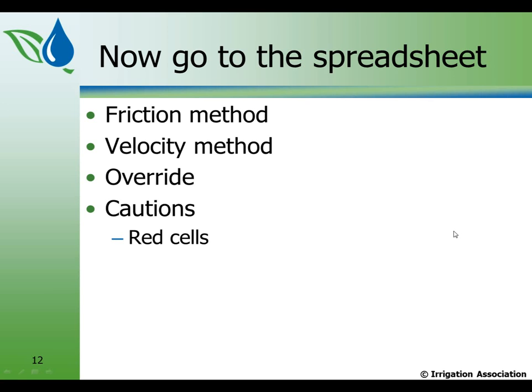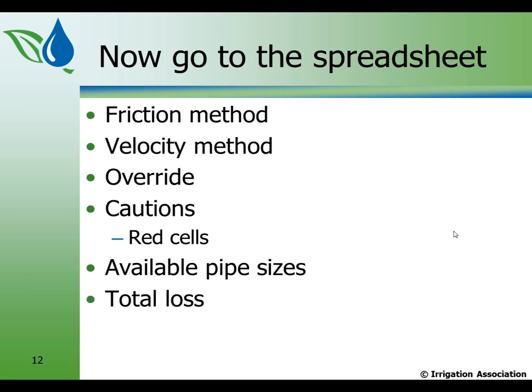Okay. Now we talked a little bit about the cautions in the red cells, and primarily that's a caution that says you're in override and it says you've exceeded the velocity. And we talked about available pipe sizes. So in the end, what you're looking at is total loss, and just to reiterate, I could put in, and maybe I'll think about doing this, an elevation difference.